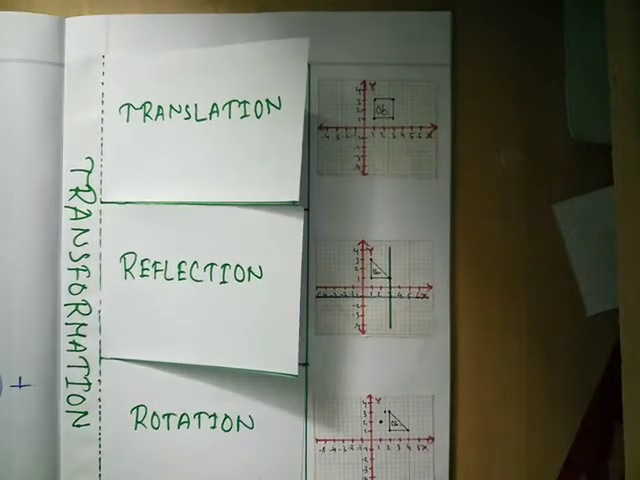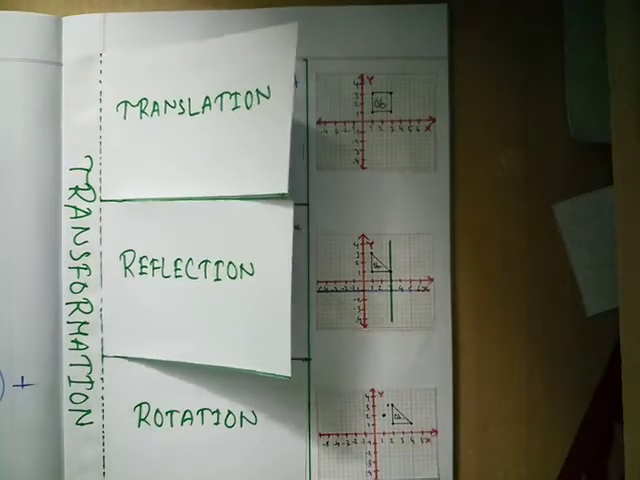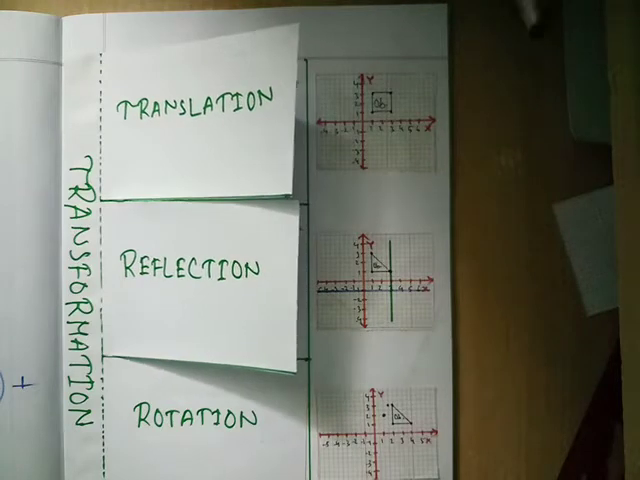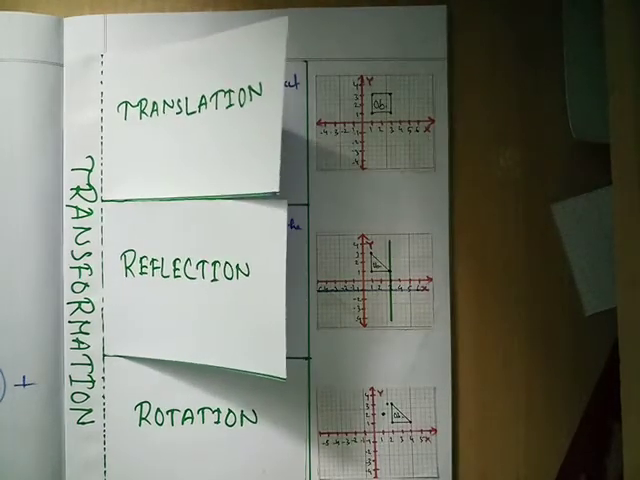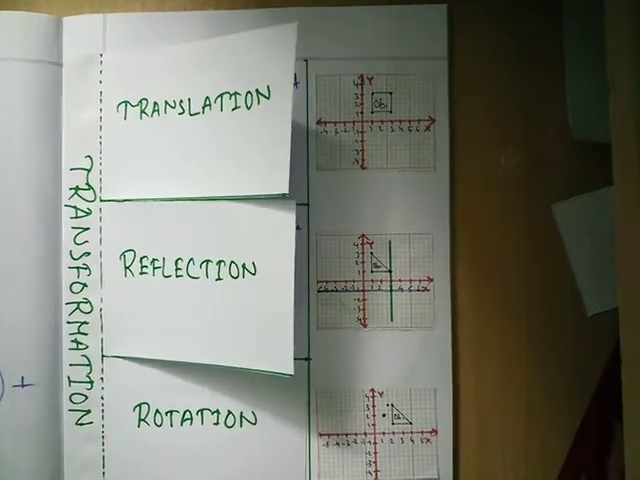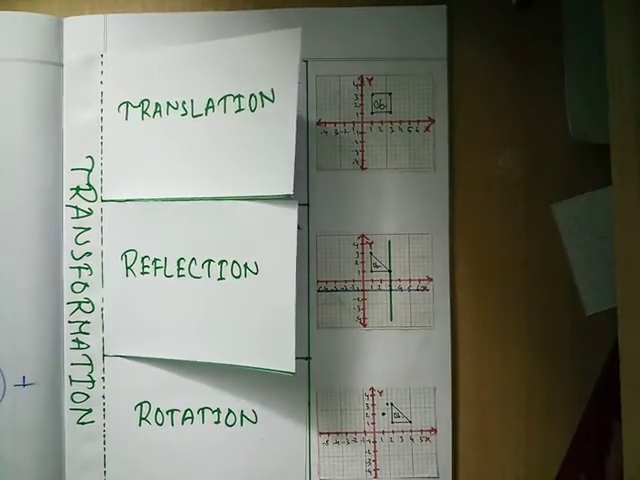So this is another activity for our interactive notebook, and the topic is transformation of 2D shapes. Okay, so we have already learned in our class that a transformation can happen in 2D shapes in four types.